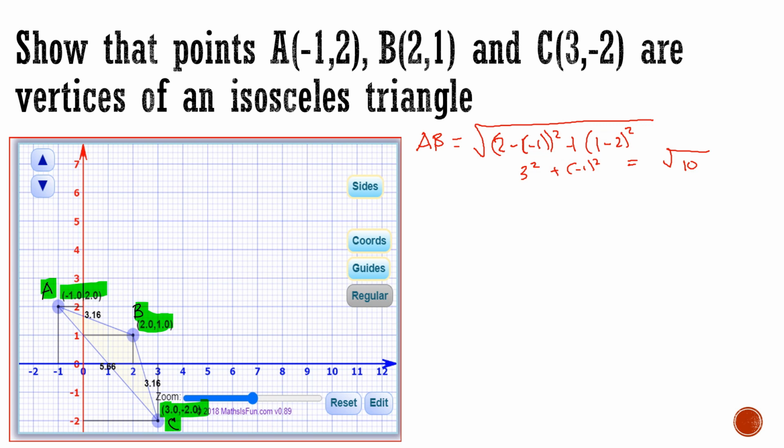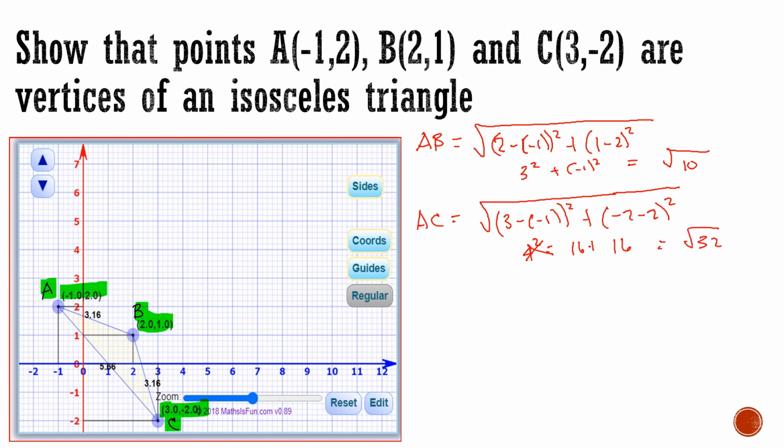We have here AC. AC is equal to the square root of, so 3 minus negative 1 quantity squared plus negative 2 minus 2 quantity squared. Ayan. So this will be 4 squared, 16. This will be what? This will be negative 4. This will be 16 also, because this is 4 squared also. So we have 16 plus 16. That will be square root of 32.